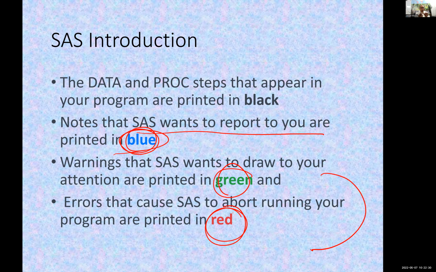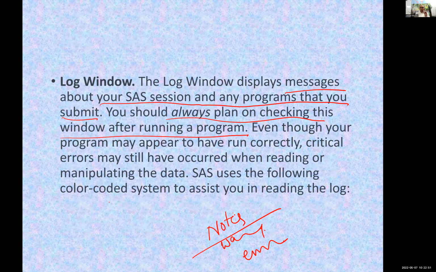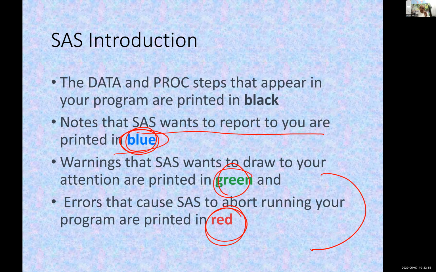Blue is fine. Notes say, oh, this program is going to run, this data set contains this, etc. That is fine. But green, warnings, and errors, never. Errors, we need to fix first of all. Warnings contain some useful information. So this is like a notes part; the log window contains all that information.